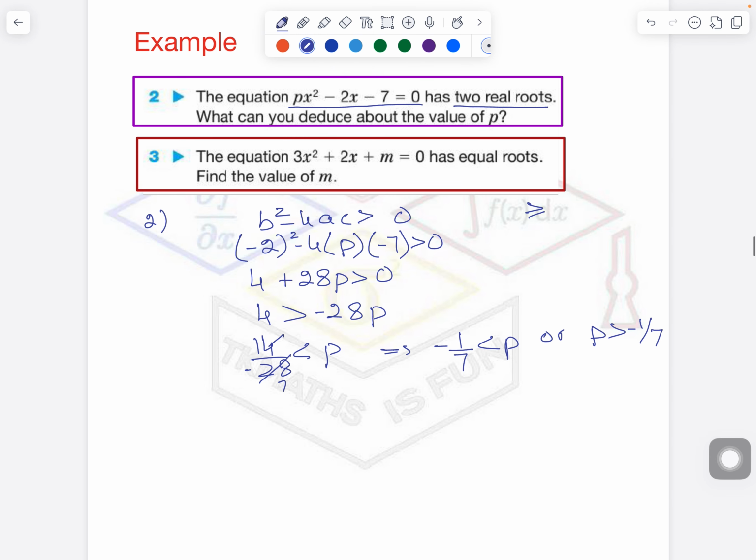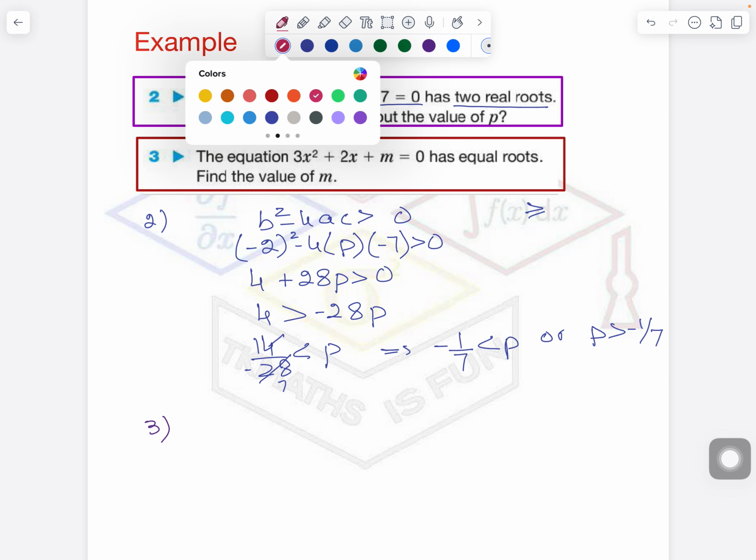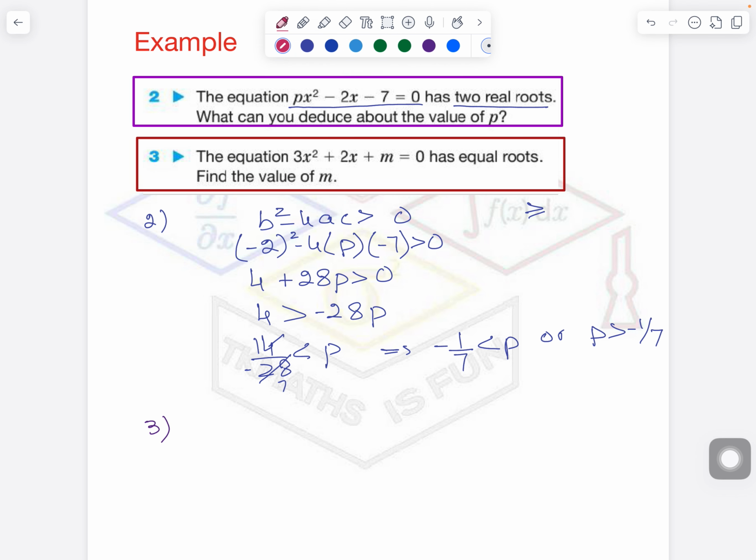Now let's do part 3. If you want to try yourself, you can put the video on pause, but I'm explaining it here so that those who need more explanation get confirmation again. Now in this case, the equation has equal roots. Equal roots mean the discriminant equals 0. So this time I will write b square minus 4ac equals 0. Instead of x power 1, the coefficient is 2. So I will write here 2.